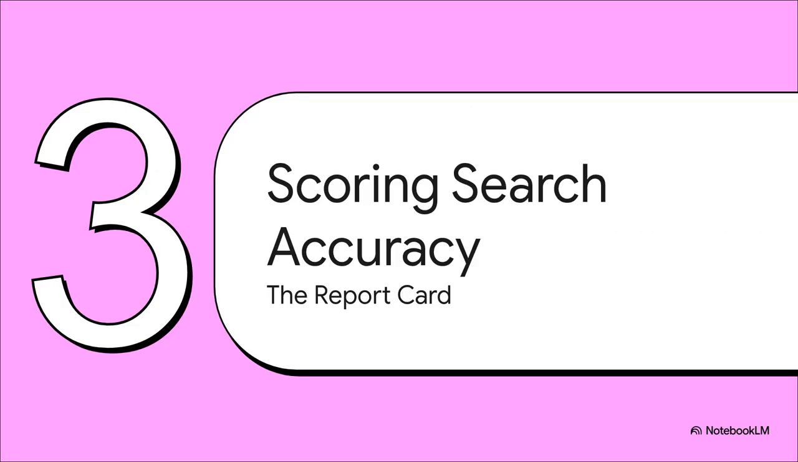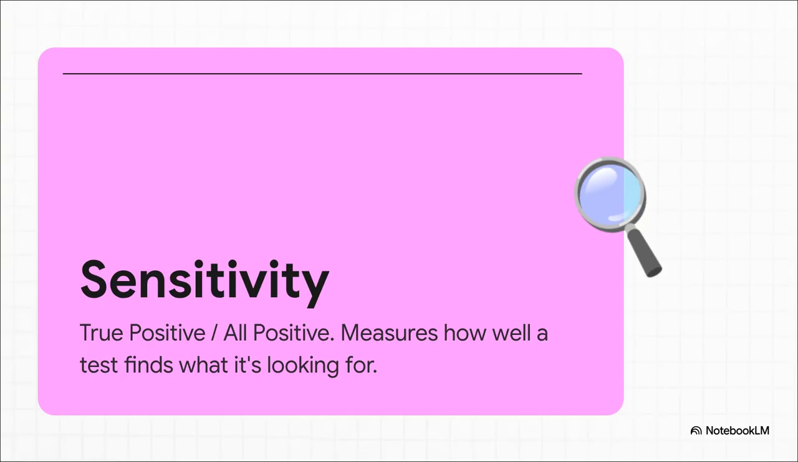Okay, so now we have these 4 basic grades, but how do we turn them into a formal report card? That brings us to actually scoring our search's accuracy. Our first score is called sensitivity. All it is is the number of true positives divided by the total number of actual positives that are out there.